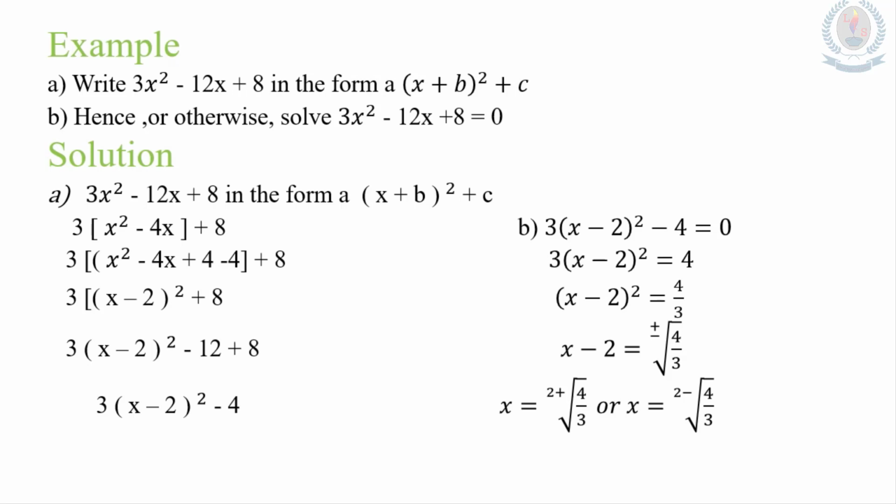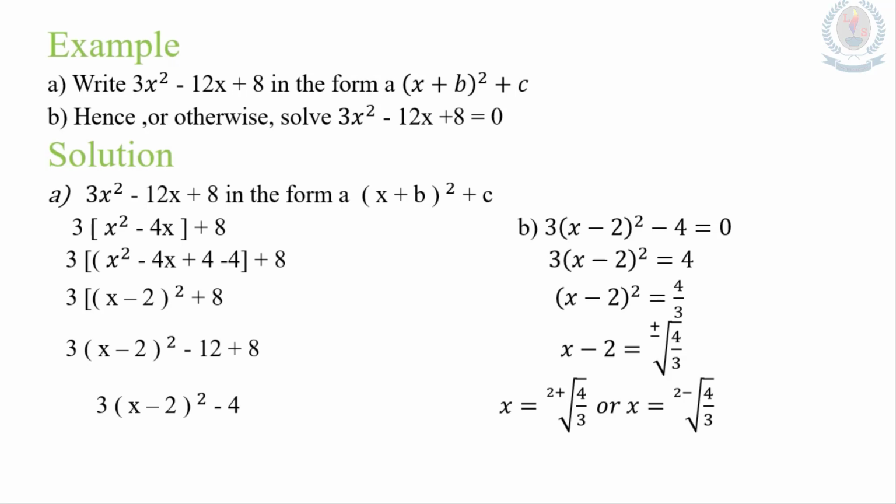Now you can remove all brackets. Then 3 comes in for only (x minus 2) square and minus 4. Then 3 bracket (x minus 2) square minus 3 times 4, 12 also comes in. Then outside plus 8. When you solve it, 3(x minus 2) square minus 4. That is the final answer for the first part. This is that form a(x plus b) square plus c. Okay, that form.